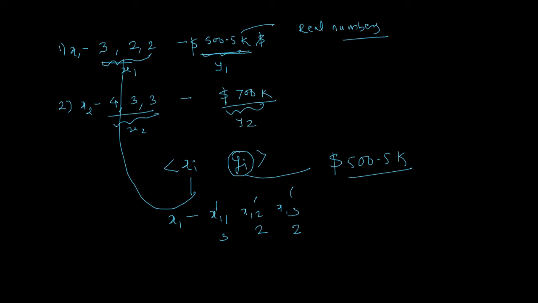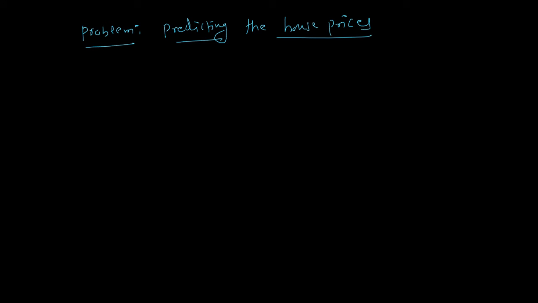Okay, so now let's try to solve the problem. The problem is predicting the house prices. We are given some features like number of bedrooms, bathrooms, and car parkings, and we want to predict the price of the house. For simplicity, we will consider only one feature, the number of bedrooms, and given the number of bedrooms, we want to predict the price of the house.